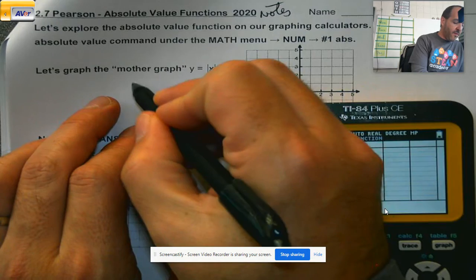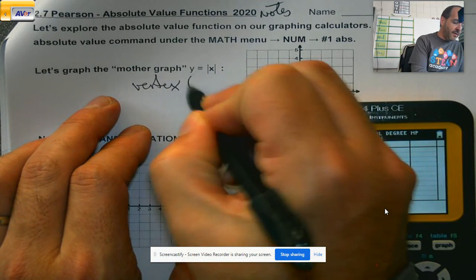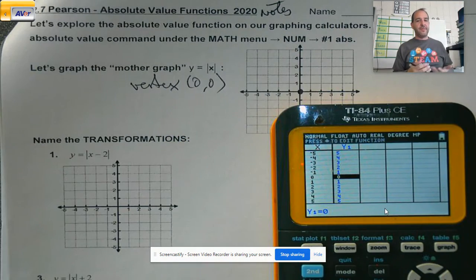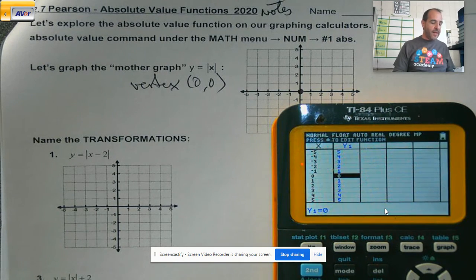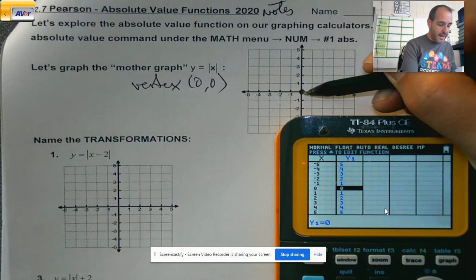Okay, so the vertex of our mother graph is going to be at 0, 0. Now that's not always going to be there. It's going to move some. We'll get to that and explain why. But here, otherwise, I'm just going to start plotting some of those other points.